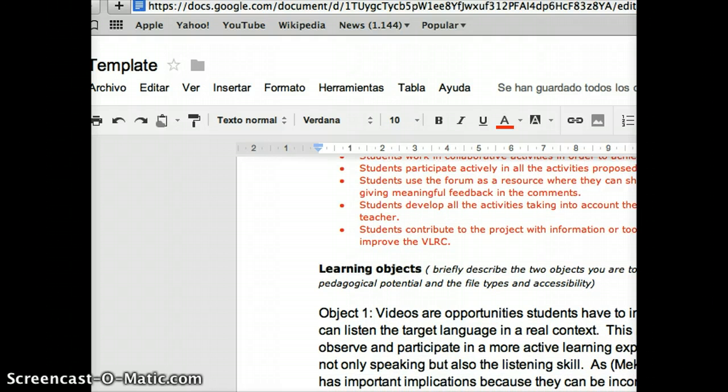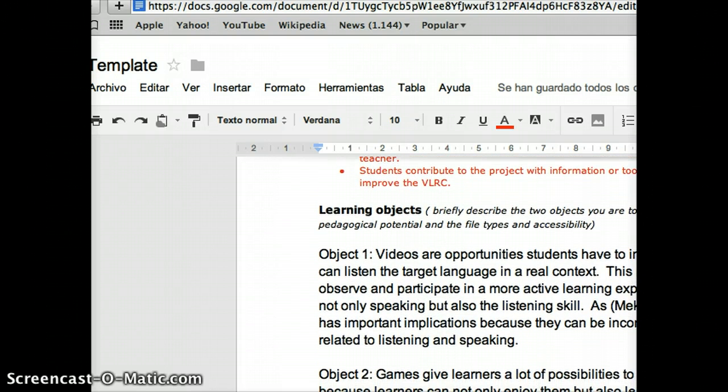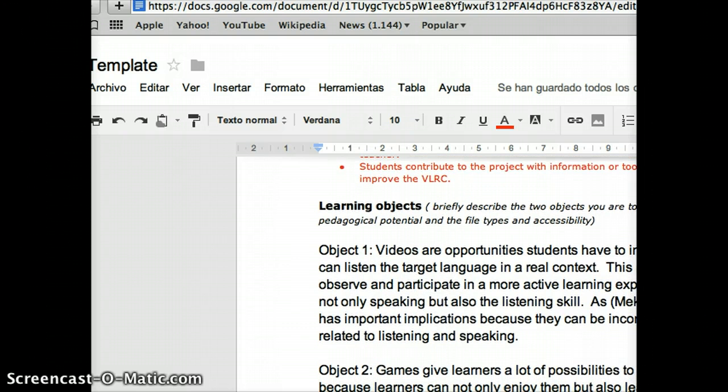Learning objects. Object 1. Videos are opportunities students have to interact with the real language. They can listen to the target language in a real context. This resource motivates students to observe and participate in a more active learning experience because they can improve not only speaking but also the listening skill.